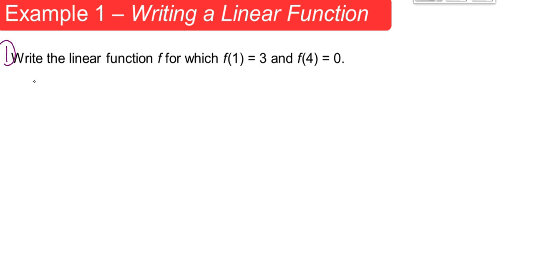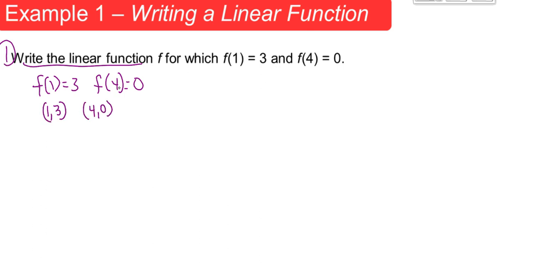Number 1 says write the linear function for which f of 1 equals 3 and f of 4 equals 0. So f of 1 equals 3 and f of 4 equals 0, and we want to write a linear function. So they're telling us it's linear. If you remember, this can be written as an ordered pair (1, 3), and this can be written as an ordered pair (4, 0).